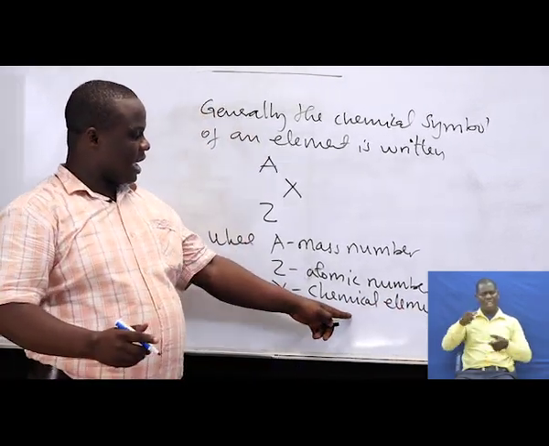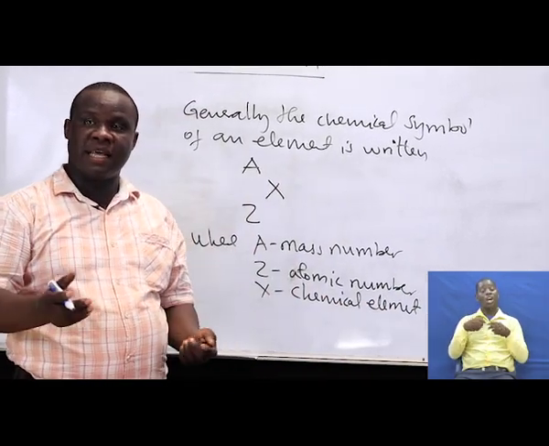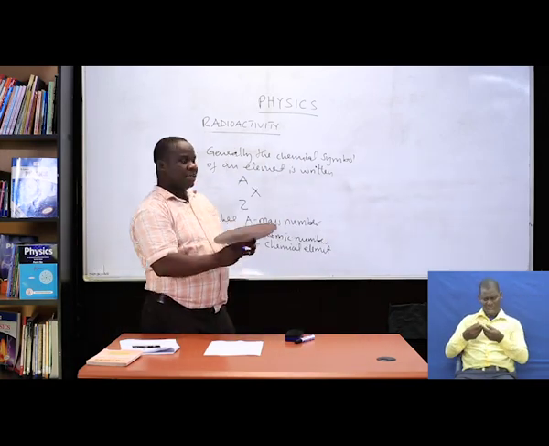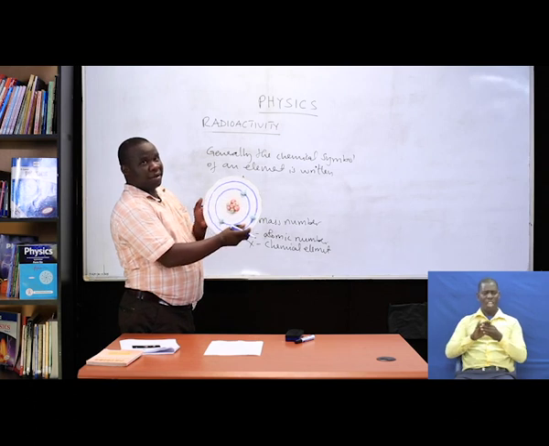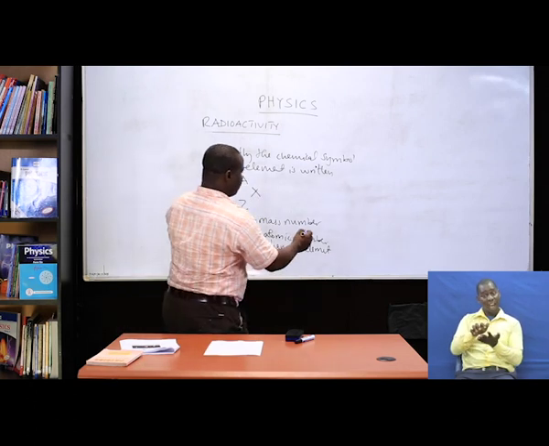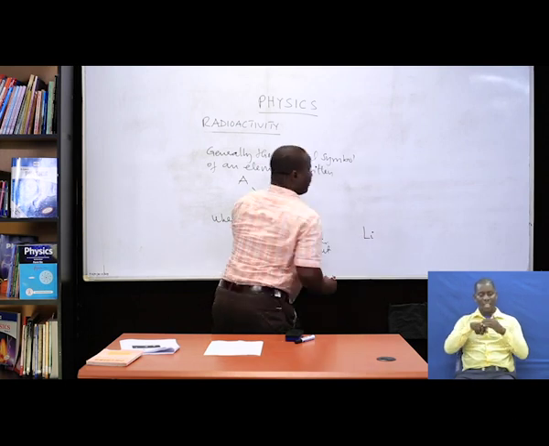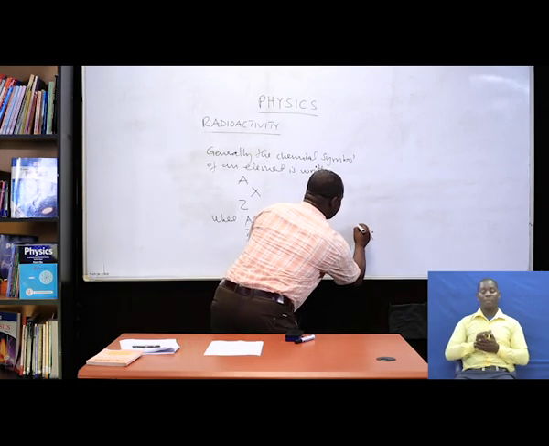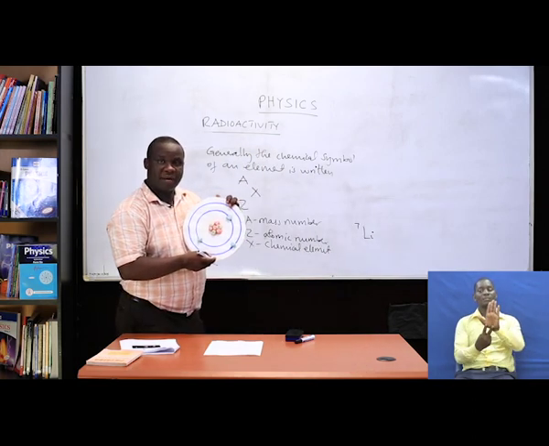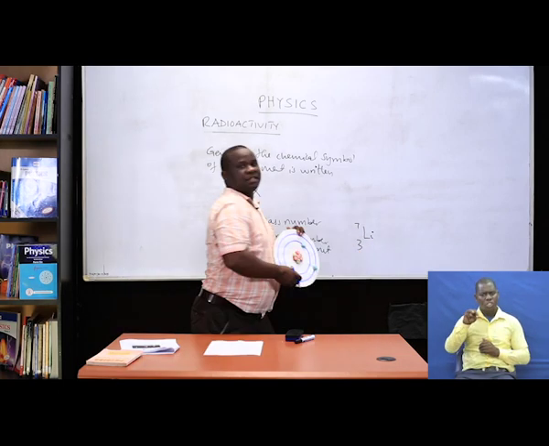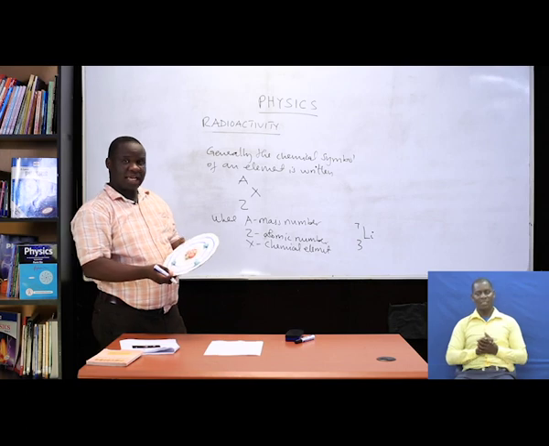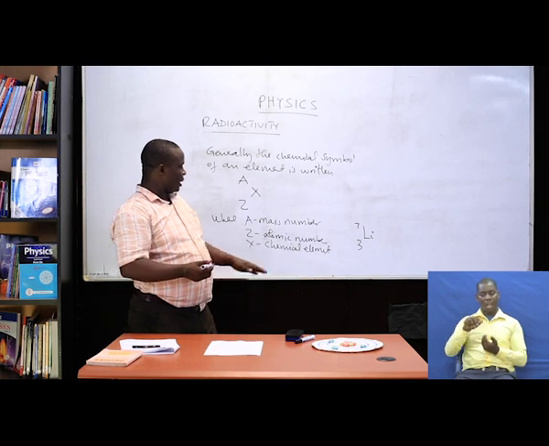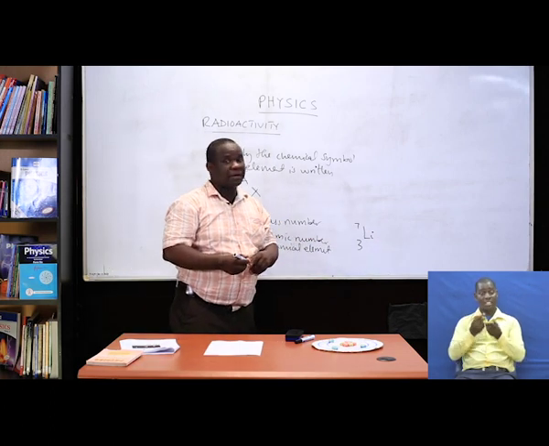The chemical element we normally find from the periodic table. For example, for the element we have here in the model, the chemical element we identified was lithium. So this can be written as lithium. But what is the mass number from the periodic table? Lithium has 7. Good. So 7. And what is its atomic number? 3. Very good. Now this is how we normally denote the elements, with the mass number, the atomic number, and the name of that particular element.